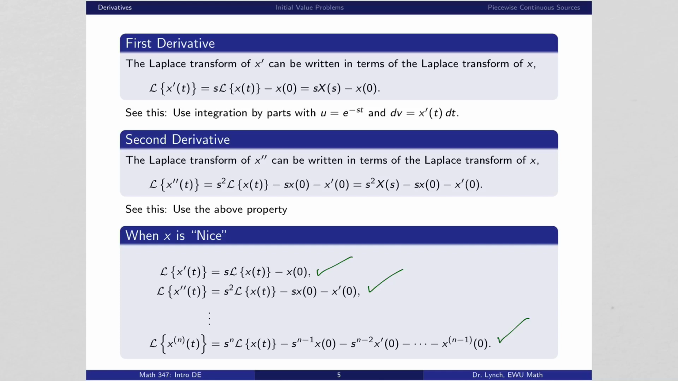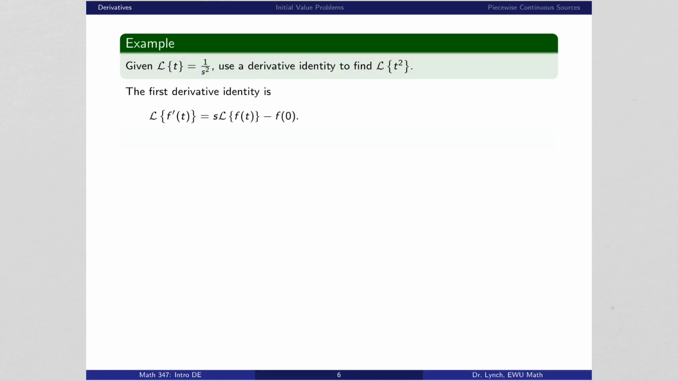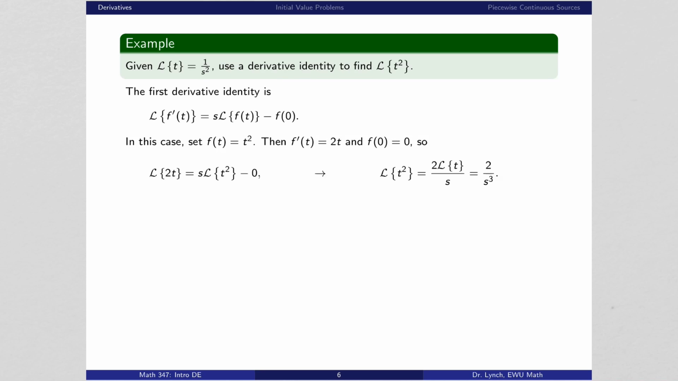So, a couple examples using the Laplace transform of the first derivative. Here we'll use a derivative identity to find the Laplace transform of t squared. So I'll remind you of that derivative identity. The derivative identity is here. In this case, we'll take f of t equal to t squared. We know that when f of t is t squared, f prime of t is 2t. So here is that derivative identity with f of t and f prime of t plugged in.